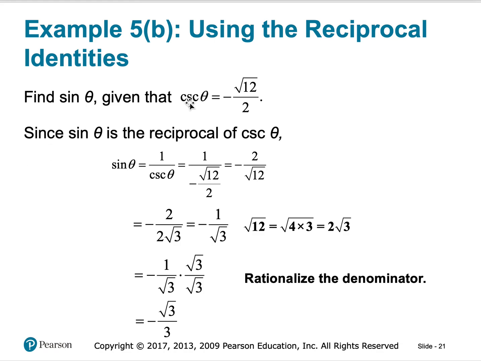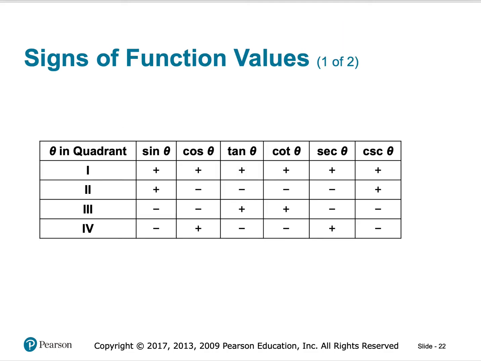The same thing happens here. If I'm wanting cosecant and I want sine, I can just flip it over. If I flip it over, I'm going to get 2 over the square root of 12. Look at that right here. And then I'm going to go through and rationalize and simplify the denominator. So you don't have to worry about that.